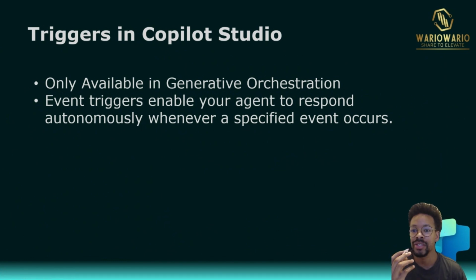So what are triggers? Triggers are first and foremost only available in generative orchestration, and triggers are event based. So when something happens outside of the agent, a specified event, then the agent will be triggered, and, as you will see in the next slide, some kind of prompt will be sent to the agent, and the agent will process this further.